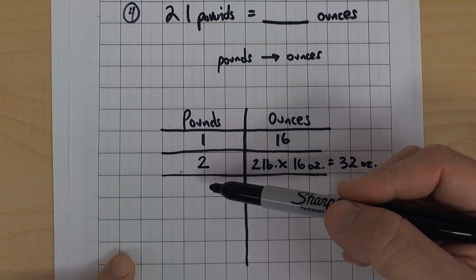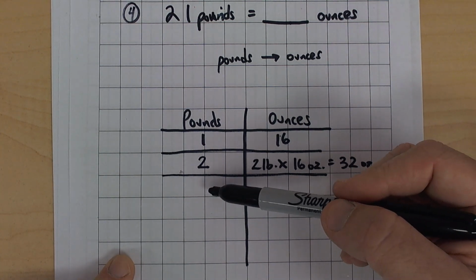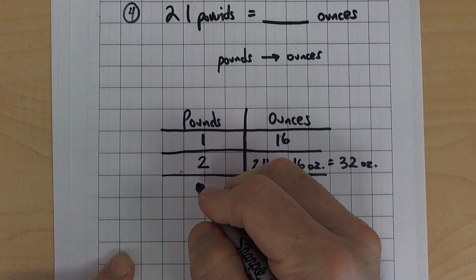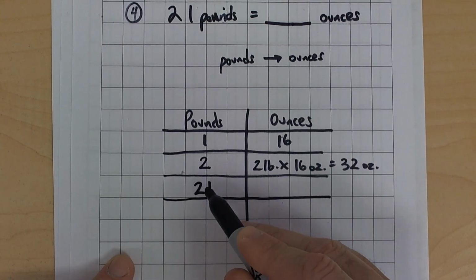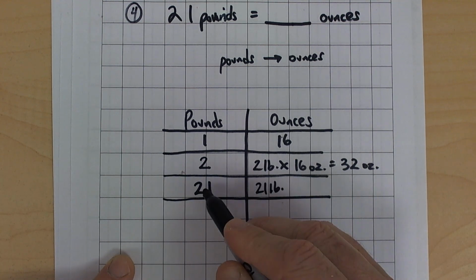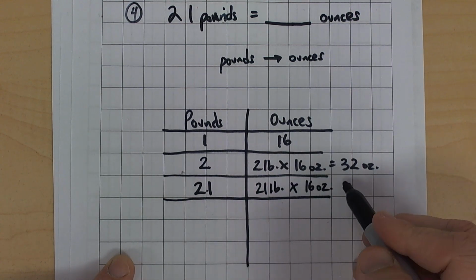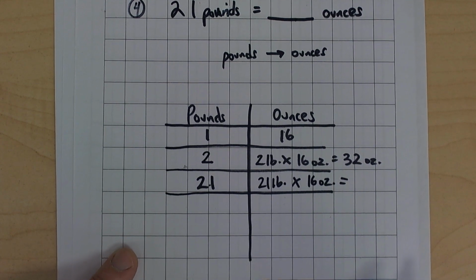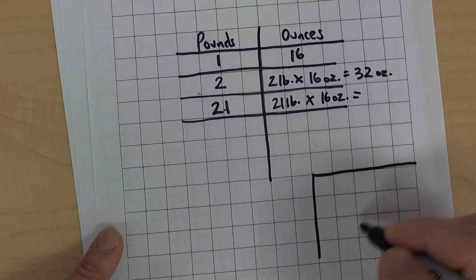Or 8, 9, 10, 11, 12, 13, 14, 15, 16, 17, 18, 19, or 20. I could just skip all the way ahead to 21. That's the one they want me to figure out. I can do the same strategy. 21 pounds times 16 ounces in each pound. And I do not know that in my head. So I'm going to use an area model.